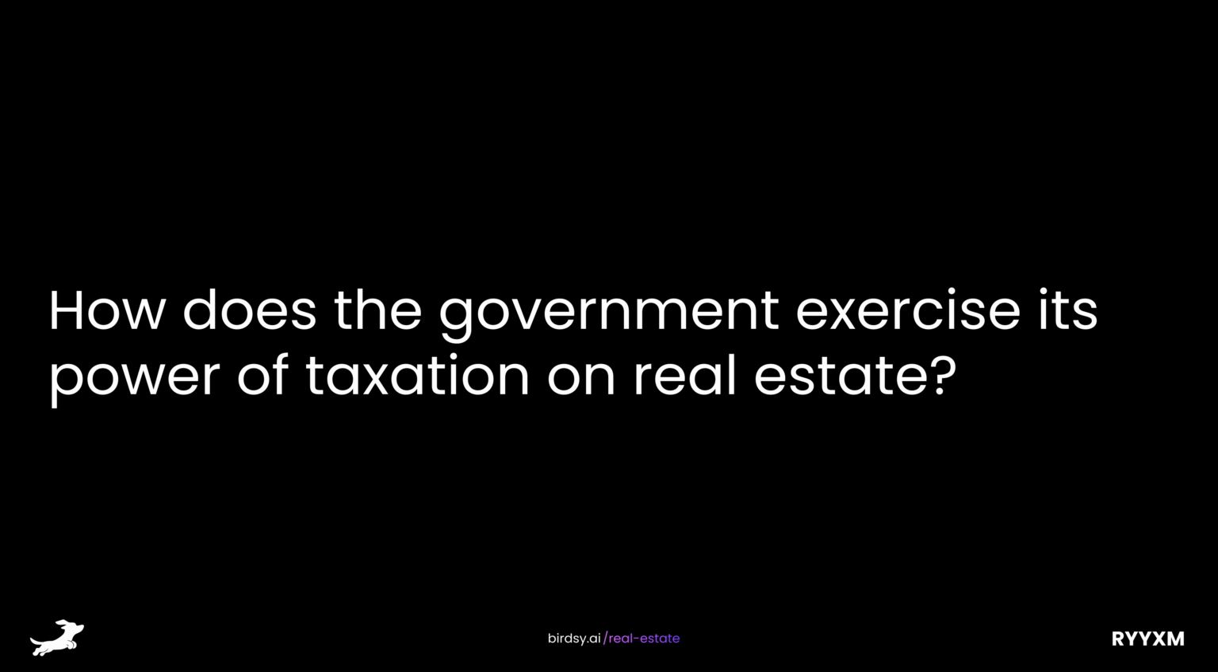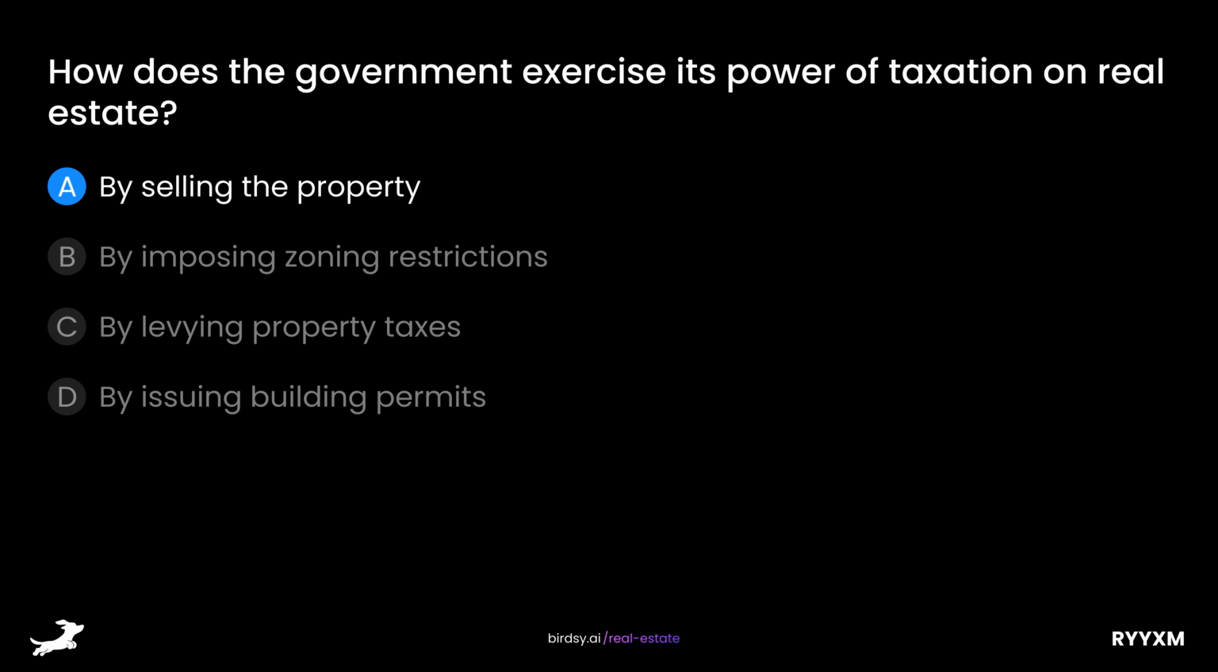How does the government exercise its power of taxation on real estate? Is it A, by selling the property, B, by imposing zoning restrictions, C, by levying property taxes, or D, by issuing building permits? The answer is C, by levying property taxes.